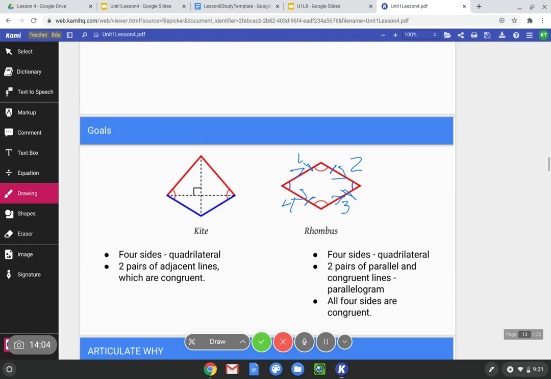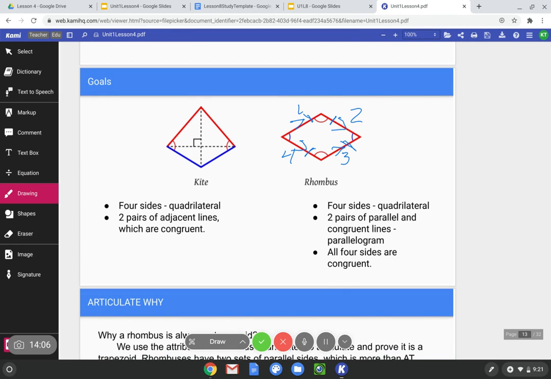So let's go back up here and look at this photo. This kite right here is simply a kite because there are no parallel sides.